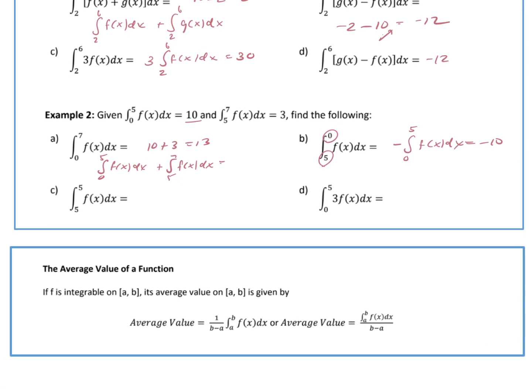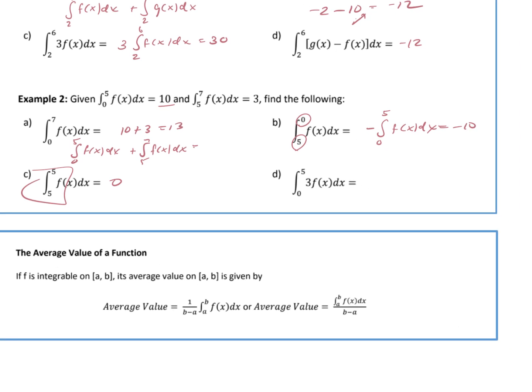And then for this one, this one's important. 5 to 5. So we're going to say that it's 0. And then here we're going to take out the 3. 0 to 5, and then f of x dx. So 3 times 10 is 30.